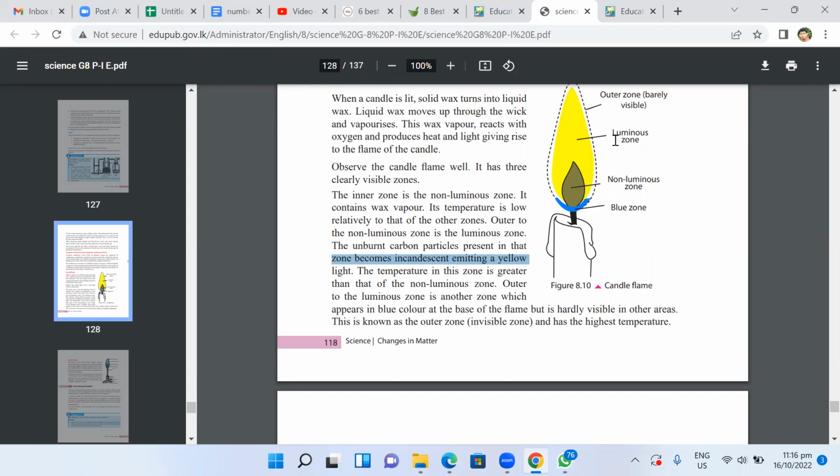There is this unburned carbon that will be there on the surface.